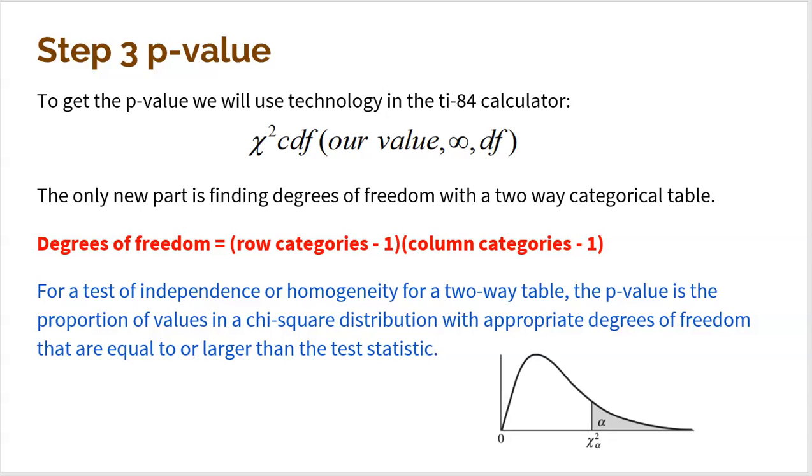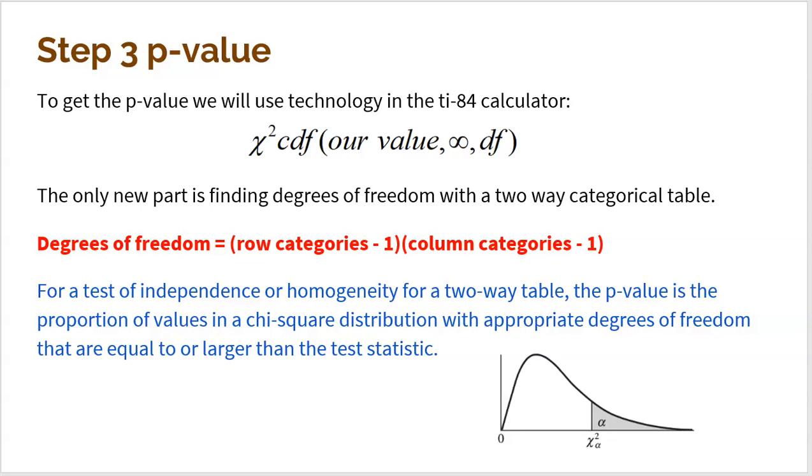Then, once you have that grand total chi-squared, you can very easily get the p-value using chi-squared CDF on your calculator. You access this command by hitting second vars on your calculator and scrolling down. This is the same place where we typically go for normal CDF and t-CDF. Just scroll down a little bit further. The only new part is actually finding the degrees of freedom.